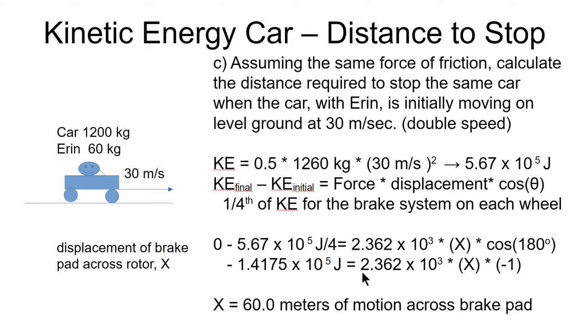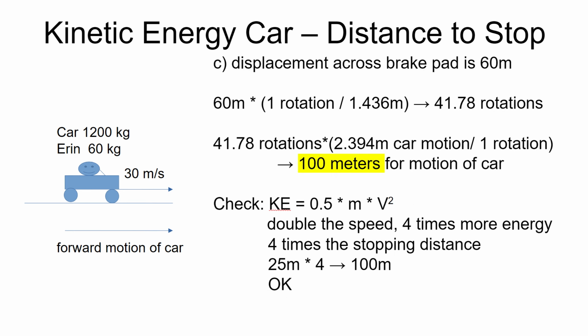So again, pause the video and pull out your calculator. I came up with 60 meters of motion across the brake pad. I wonder if that's reasonable. Is that reasonable? Let's think about this a little bit. The 60 meters divided by 1.436 meters of displacement at the brake pad per rotation gives 41.78 rotations now for this case. And then we have a number of meters for one rotation. So we've moved 100 meters to stop the car.